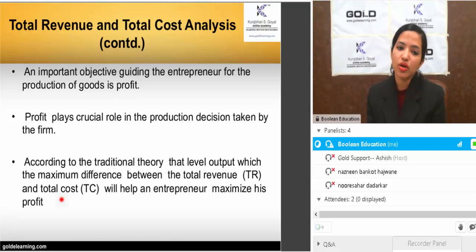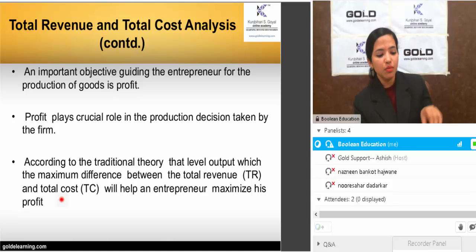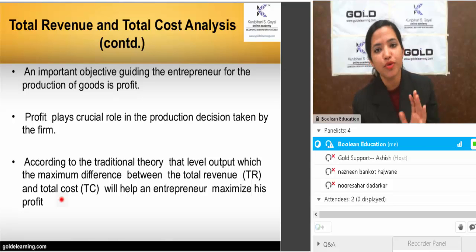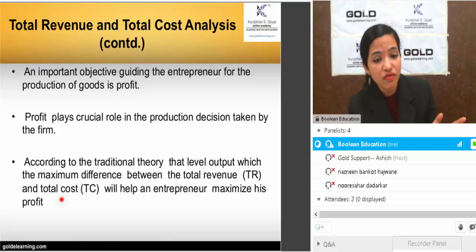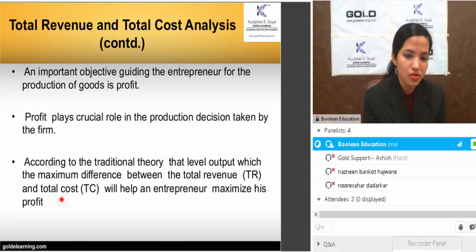Profit plays a crucial role in the production decision taken by the firm. Any decision the firm takes, what is the driving force or important consideration, important constraint? Profit. They will not produce anything which is not giving them a decent amount of profit, right? According to the traditional theory, the level of output which gives the maximum difference between the total revenue and total cost will help an entrepreneur maximize his profit.